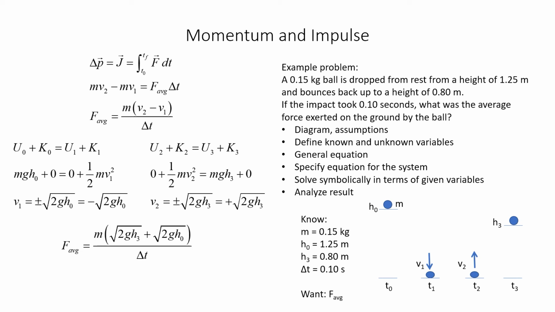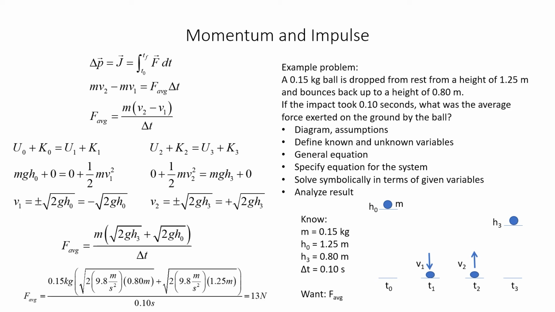Now, if we substitute these expressions into our F average equation, we get the F average equals the mass times root 2gh3 plus root 2gh0. Notice that minus sign matters here. Take that all over delta T. Now I just plug in my values for each of these terms and calculate the answer to be 13 newtons. It seems like a reasonable order of magnitude for a force of dropping a ball onto the ground.